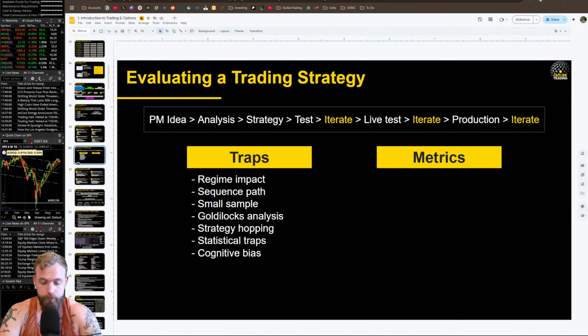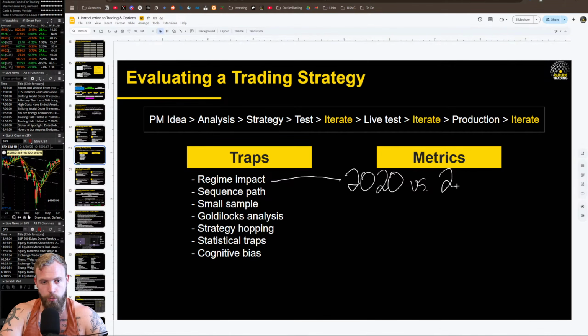First, regime impact. You tell me, is there a difference between 2020 and 2025 year to date? Obviously, there's differences. It's not going to be the exact same. But broadly, if you think about the broad market conditions, are there differences?